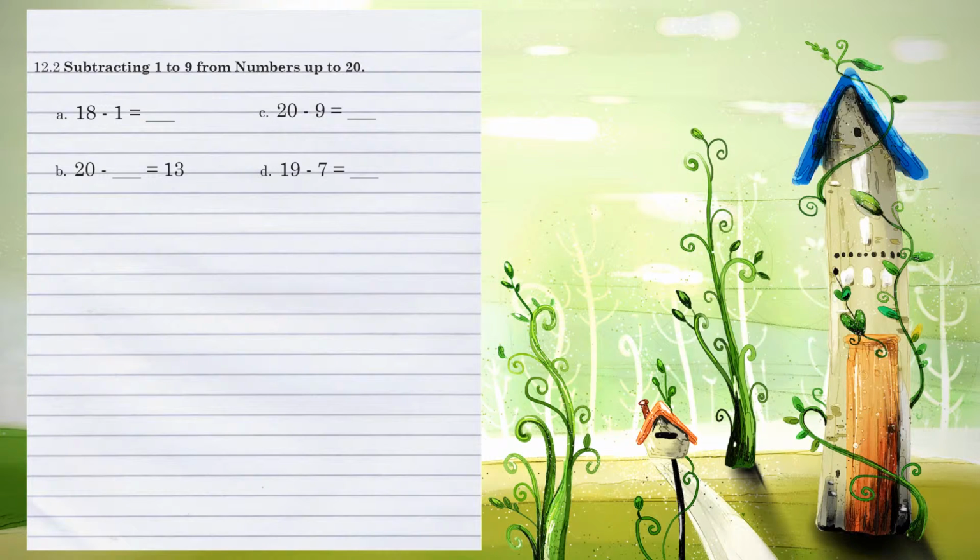Unit 12.2, subtracting 1 to 9 from numbers up to 20. Example A, 18 minus 1. You take 1 away from the 8, you get a 7. So our answer is 17.